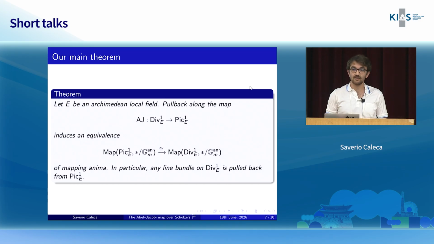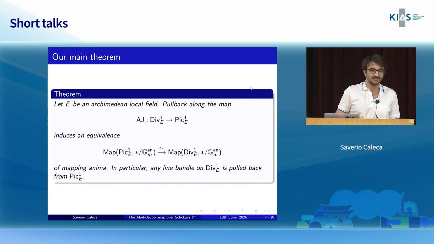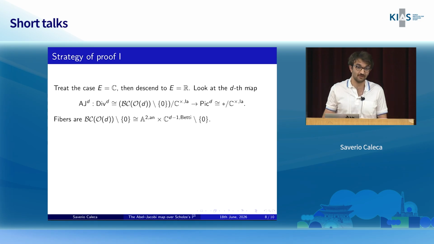Now the classifying stack of the analytic G_m plays the role of the classifying stack of G_m in this context. And in particular, any line bundle of Div^1_E is pulled back from Pic^1_E. So this yields Archimedean local class field theory, if you want to think about this as a non-trivial statement.